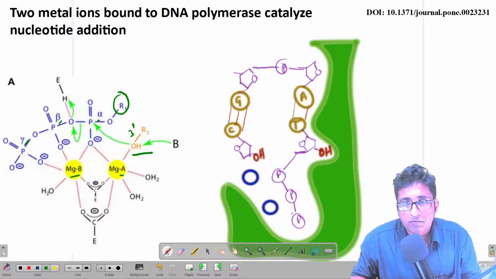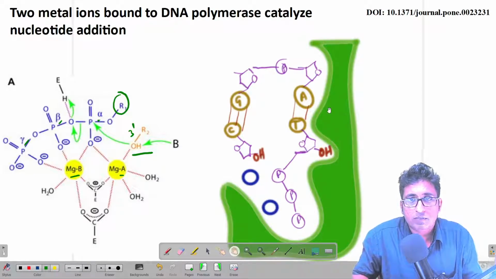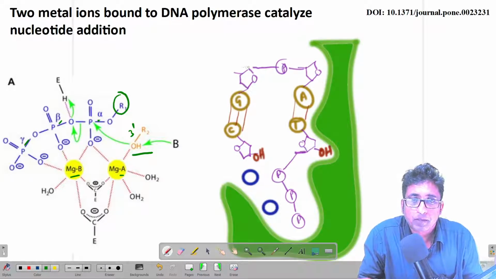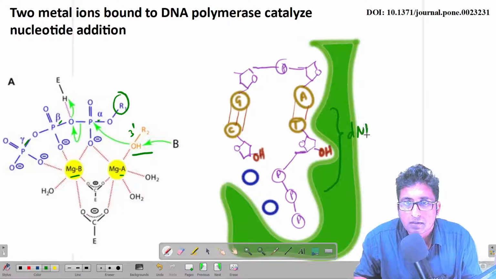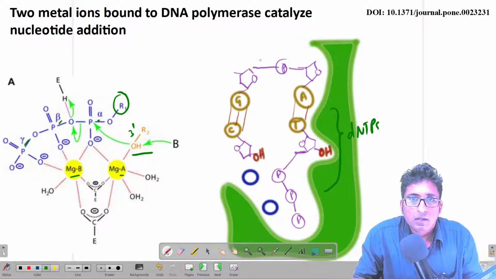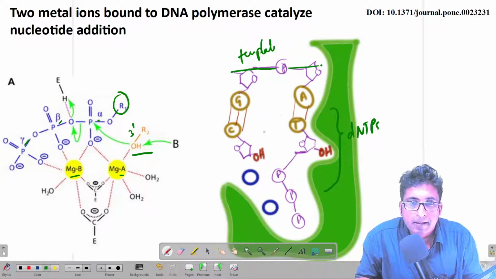So the active site of DNA polymerase, shown here, looks something like this. In this place we have the growing base pair, and this part is the new dNTP that is coming in. Here we have the template. This is the template, and here we have the primer.